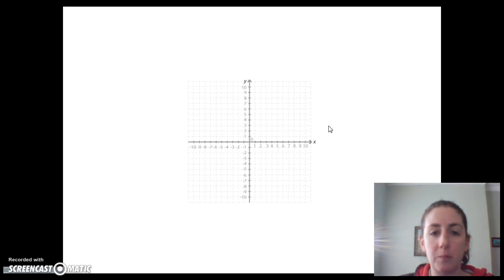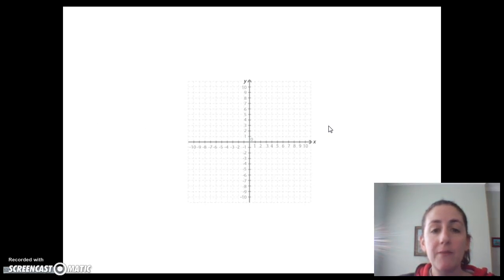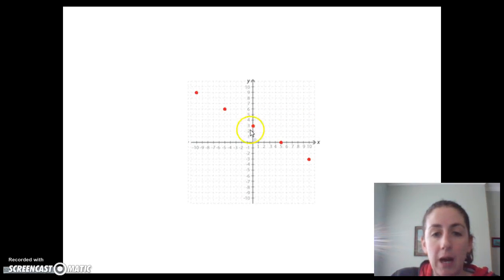Let's look at another example. And now we want to graph the line. So to graph the line, remember, we know that the ordered pair (0, 3) is on there, so we can graph that point right here. Now the slope is negative 3/5, so negative 3 over 5. Rise over run. Negative 3 would mean we go down 3, and a positive 5 would mean we go right 5. Down 3, right 5.